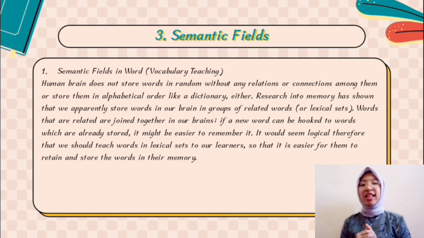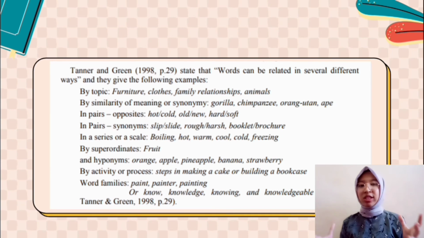Turner and Green, 1998, page 2, state that words can be related in several different ways, and they give the following examples. 1. By topic, like furniture, clothes, family, relationship, animals. 2. By similarity of meaning, or synonymy, like gorilla, chimpanzee, orangutan, ape. 3. In pairs of opposites, like hot, cold, old, new, and hard, soft. 4. In pairs of synonyms, like slip, slide, rule, harsh, book, or brochure. 5. In a series or scale: boiling, hot, warm, cool, cold, freezing.